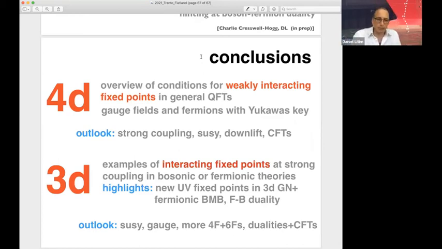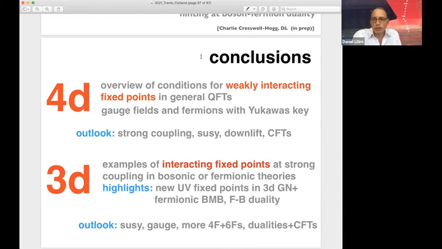I hope I've given you an overview of conditions for weakly interacting fixed points in general 4D quantum field theories. Gauge fields and fermions with Yukawa couplings are clearly key here. Now, as an outlook, of course, in 4D, what you would like to do next is to investigate which of these features do survive at strong coupling, okay? Supersymmetry will be a very useful tool to have a glimpse into strong coupling phenomena here.